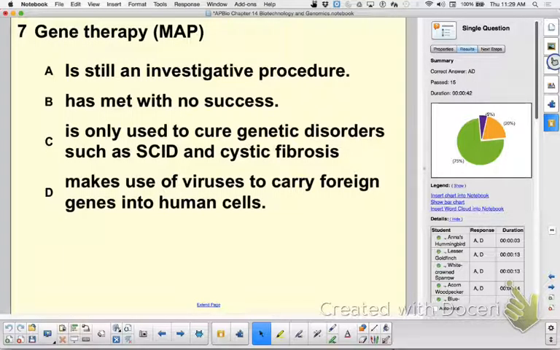All right, so it is still investigative and makes use of viruses to carry. You wouldn't want to pick B. Why don't I want to pick B? Because it has some. No success. Okay, well, it has some success. In fact, you actually looked at some of those examples. Is only used to cure genetic disorders. I don't like those words that say what? Only. Yeah.